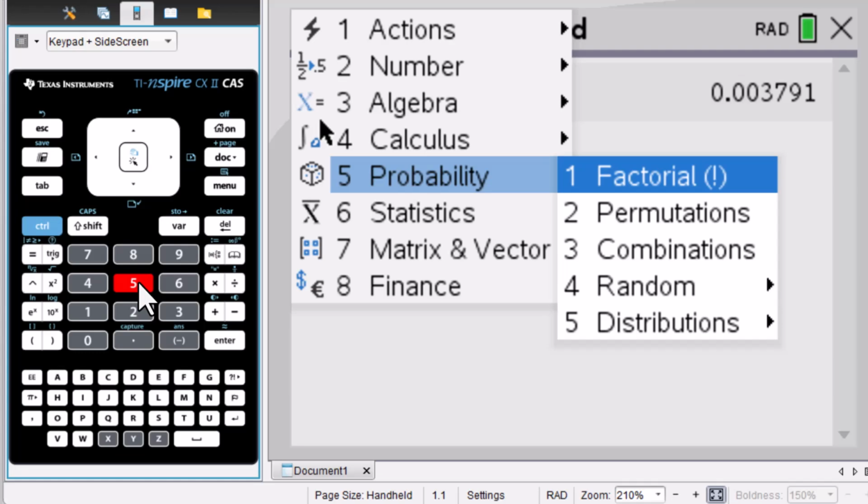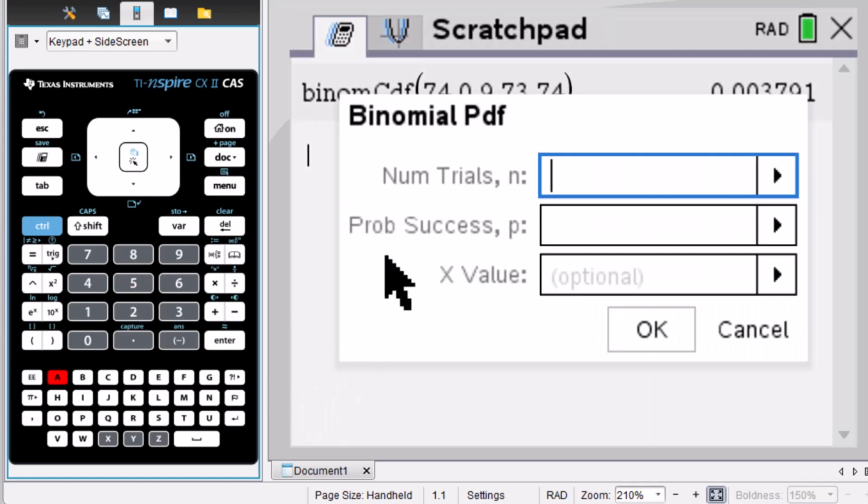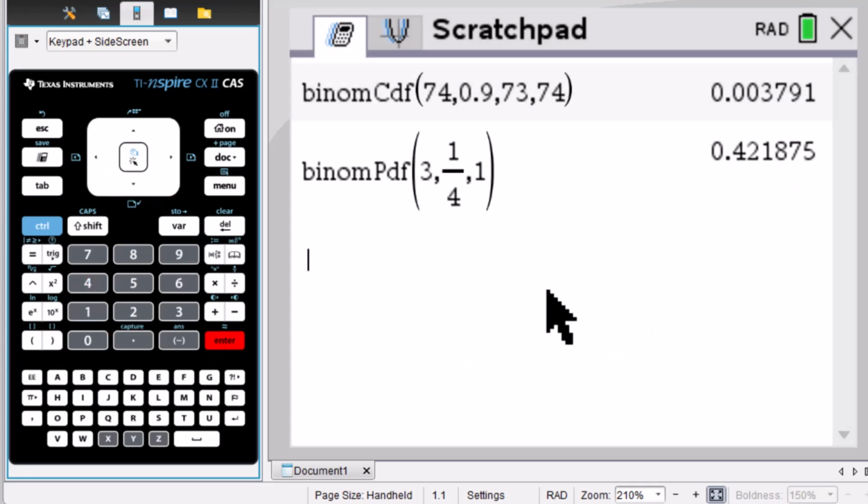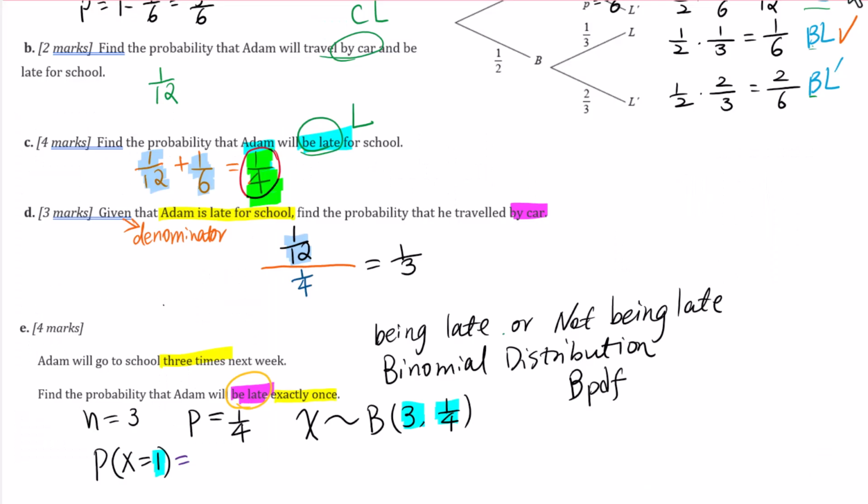Menu 5, 5, A. N equals 3. Probability is 1 divided by 4. X value is 1. Enter, enter. Answer is 0.422.